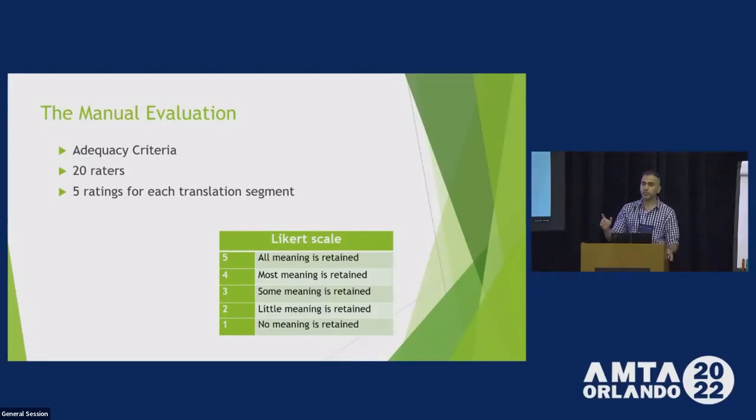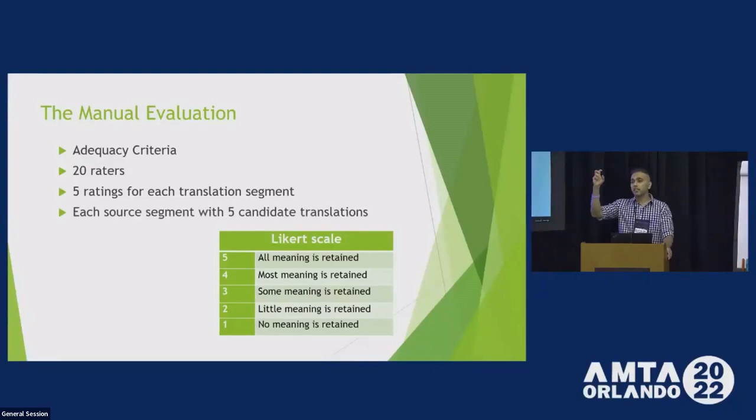Sorry, not to mention this, we worked on the segment level. That's the sentence, not a whole text level. And each source segment was shown to each rater with 5 different translation candidate segments, and each translation candidate was rated from 1 to 5 by each rater.